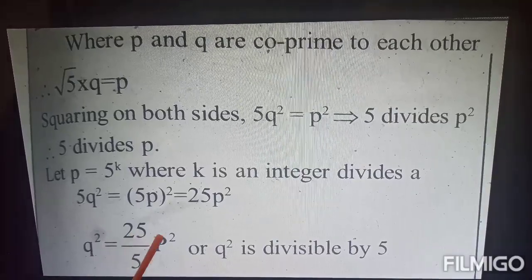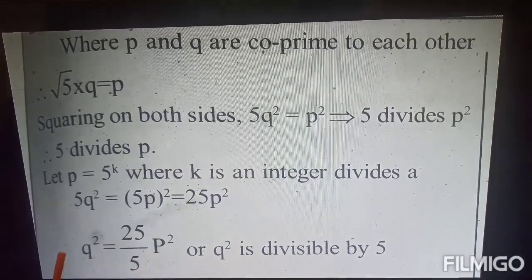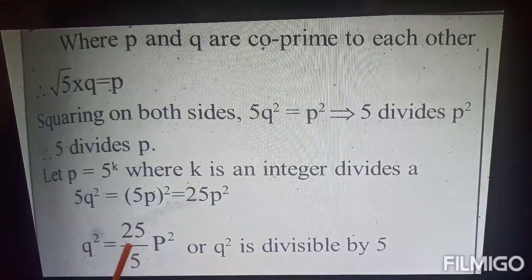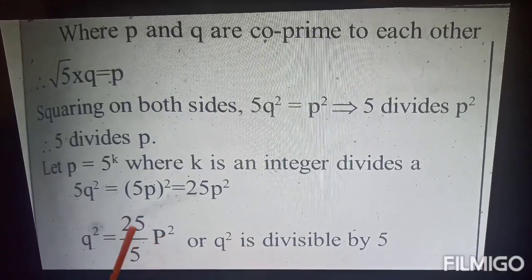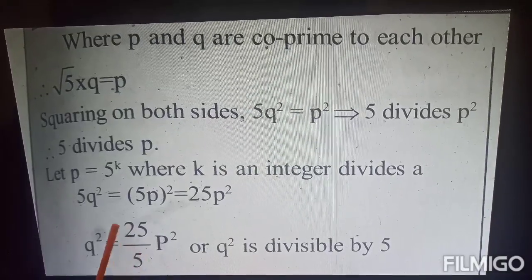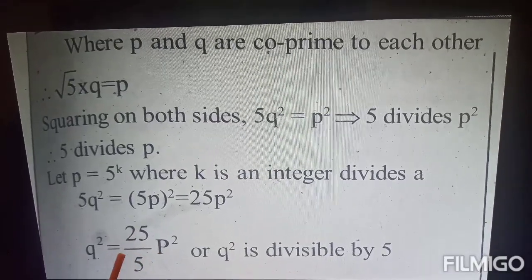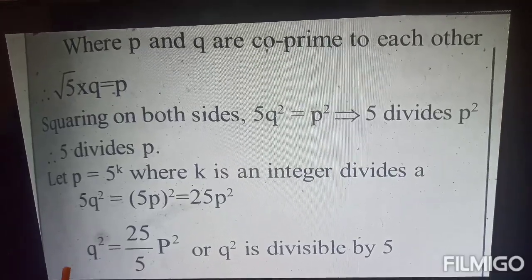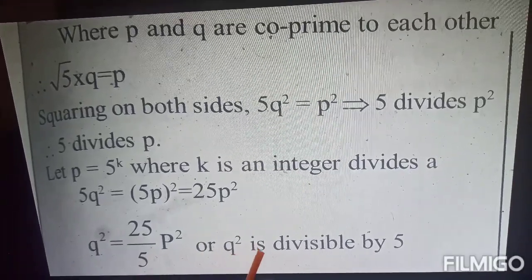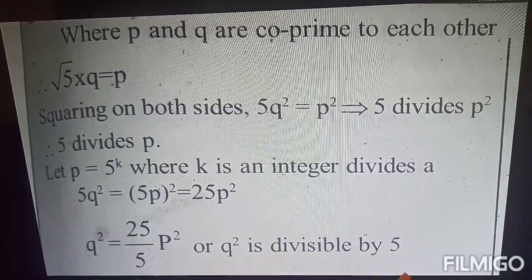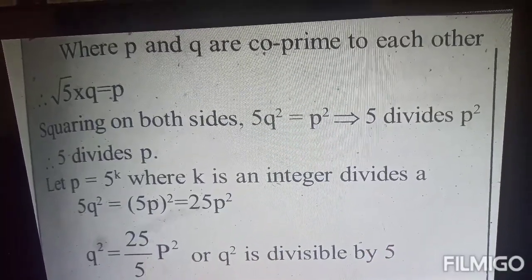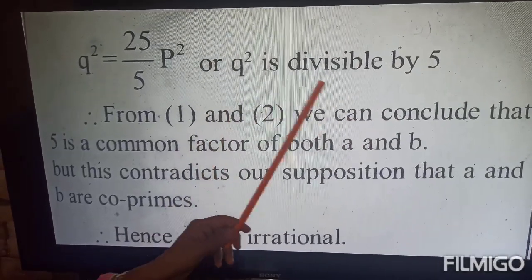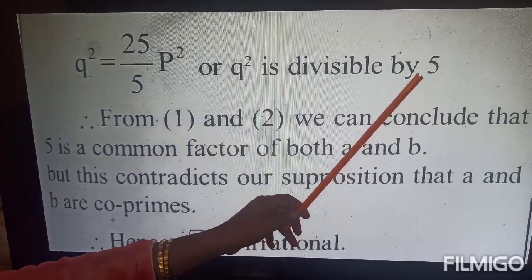Then 5 p square. On the left side, q square remains as it is. By simplifying this, it becomes 5p square. Again, the remaining coefficient of p square is 5. That 5 transfers to this side, and it goes down. That means q square is divisible by 5. 5 divides q square. q square is divisible by 5. Then q is also divisible by 5.